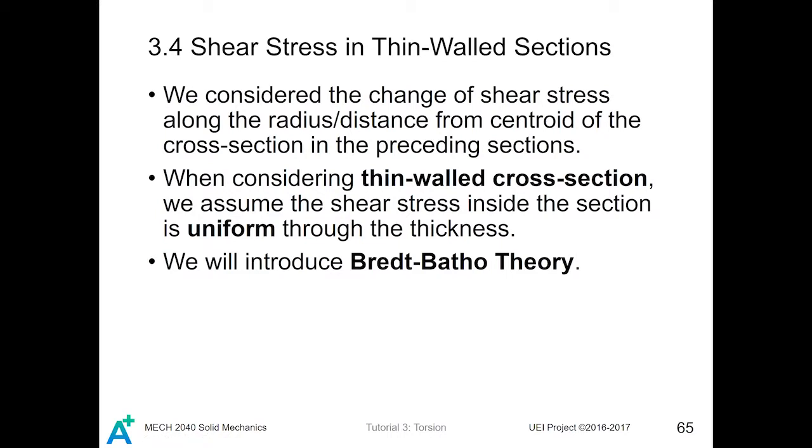Let's move to our final topic in this chapter, which is the shear stresses in the thin wall sections. Previously, we considered the change of shear stress along the radius or the distance from the centroid of the cross-section. We drew a conclusion that tau varies directly with the distance from the centroid of the circular cross-section. However, in the thin wall sections, we assume tau is a constant. To do this, we will introduce the Bredt-Batho theory.